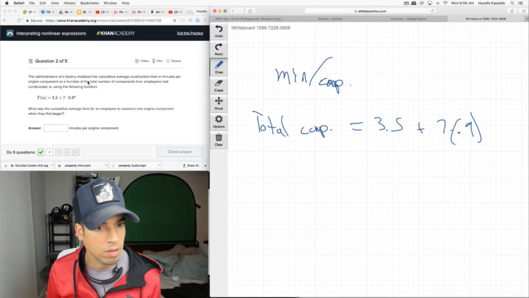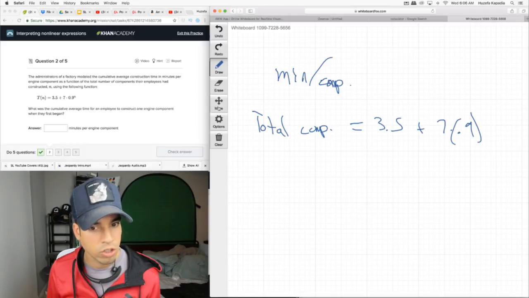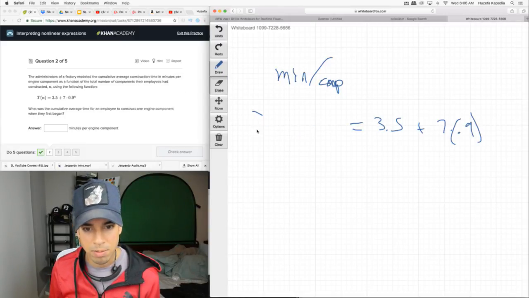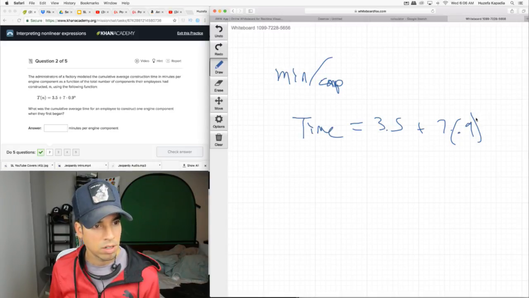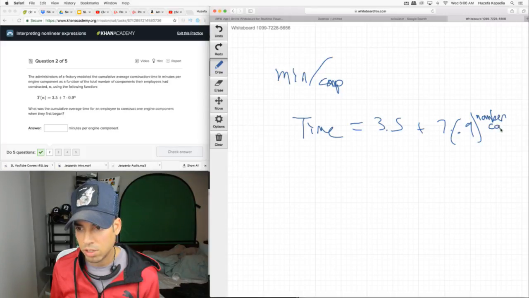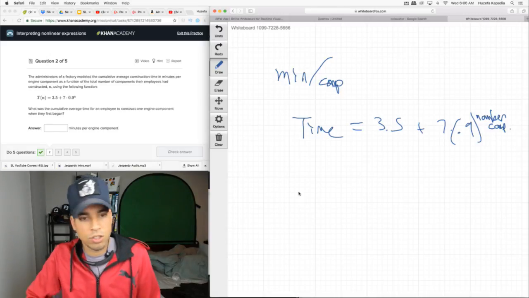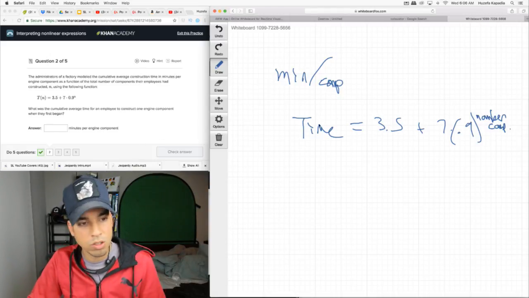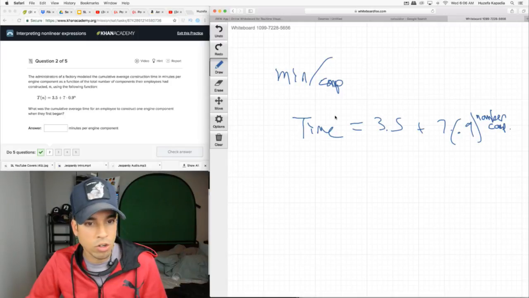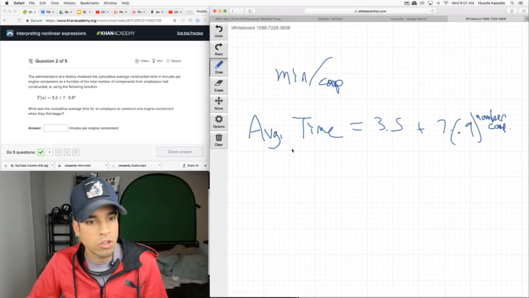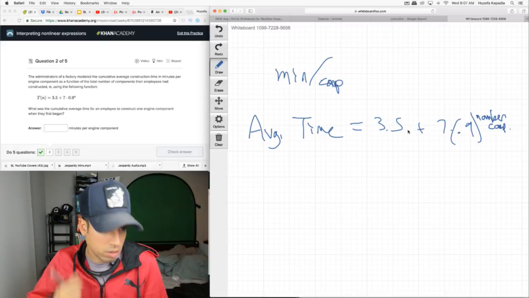The average construction time is in minutes, and this over here is the number of components. I'm not going to use n, I'm just going to use that instead. So now we can understand what's going on here. The average construction time is equal to this whole equation. All right, I think I get that.